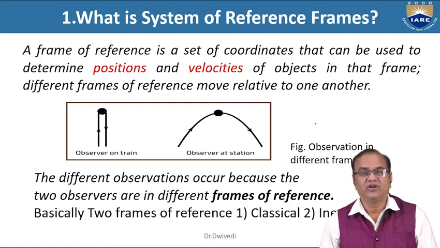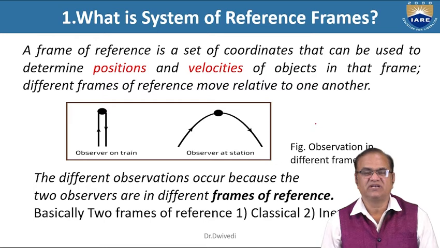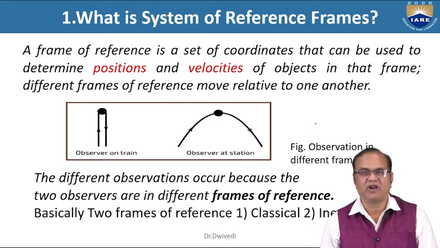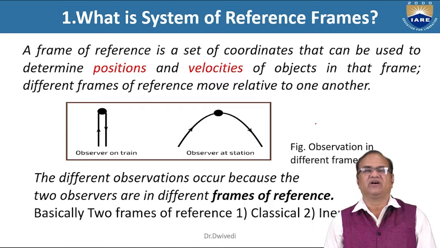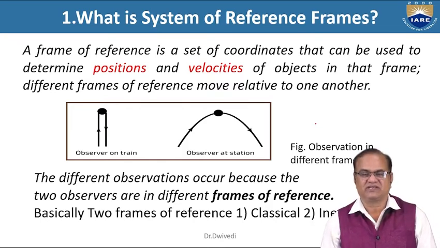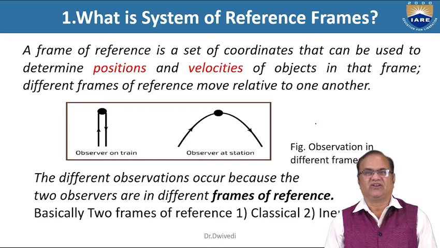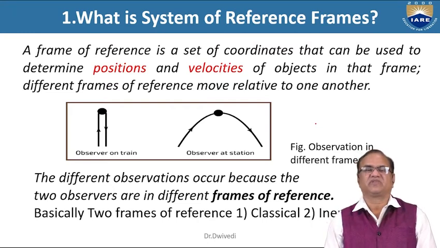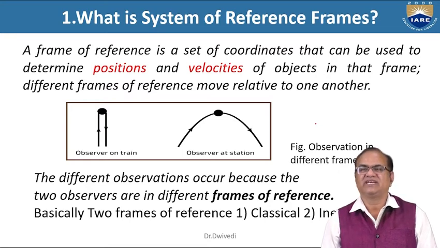And in olden days, due to the lack of high-speed computing, computers were not there. A lot of accidents have happened because they were not able to calculate properly the acceleration, the velocity, the distance, the location; the navigation guidance was not so accurate. And nowadays we are able to get this type of accuracy with the help of existing technology. So here, what is system of reference frames? A frame of reference is a set of coordinates that can be used to determine position and velocities of an object in that frame. Different frames of reference move relative to one another.